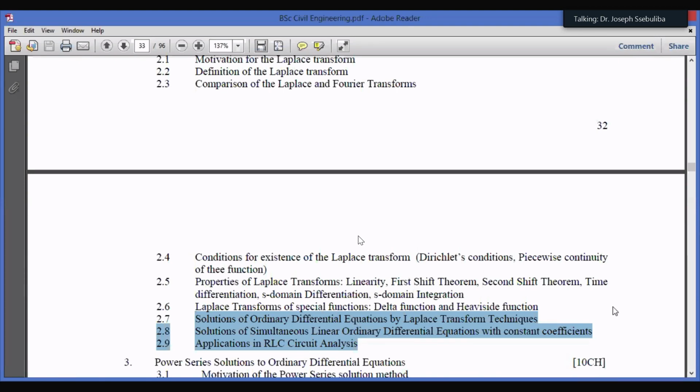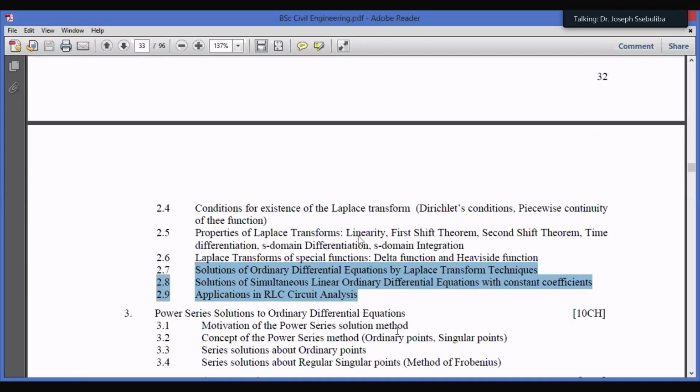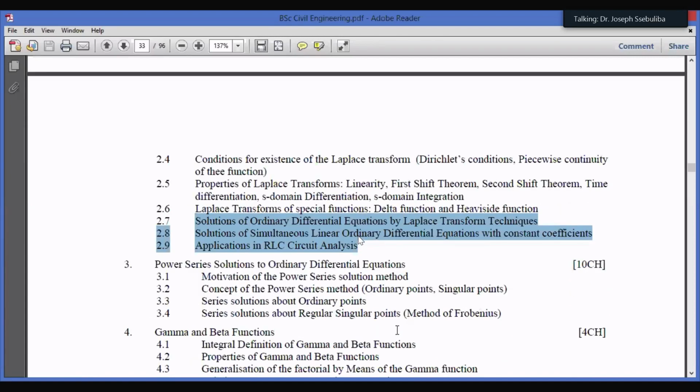So you can see solutions of ordinary differential equations by Laplace. So you must already know what an ordinary differential equation is. Solutions of homogeneous linear ordinary equations with constant coefficients. This one we did, but we are going to just incorporate a Laplace in there, and then we can see how it can also help in elucidating voltage fluctuations in circuit analysis, which I'm sure you've already done. Okay, that is the second one.